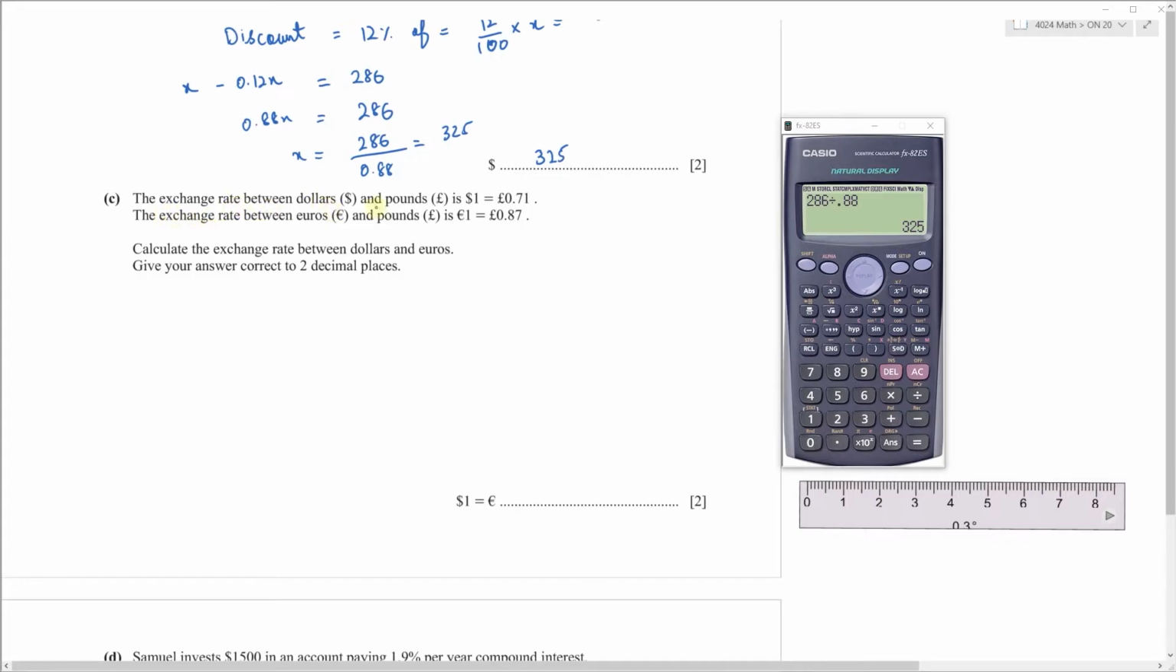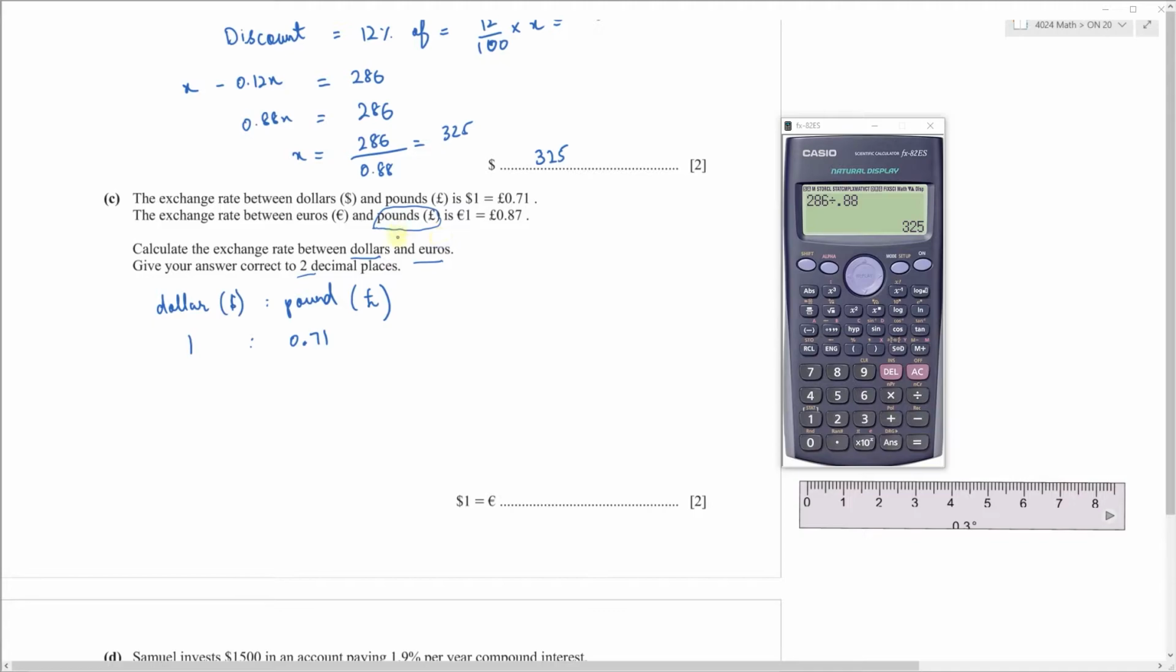Part C is the exchange rate between dollar and pound is given, and the exchange rate between euro and pound is also given. Calculate the exchange rate between dollars and euros. Give your answer correct to 2 decimal places. So you're given the exchange rate between dollar and euro and pound. So pound is common between both the exchange rates. So let's write this down as, first you have dollar ratio pound. So you have $1 as 0.71 pound.